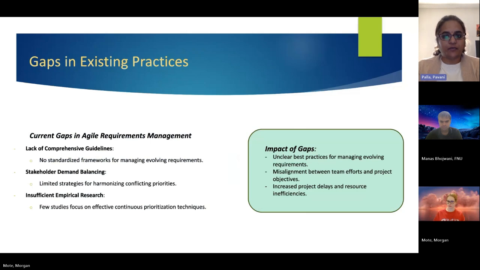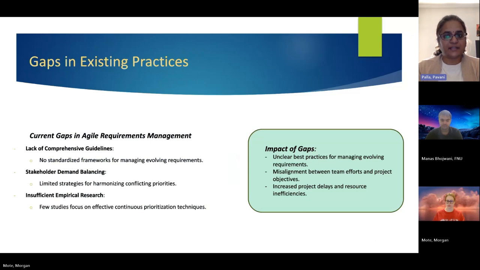The first gap is the lack of comprehensive guidelines for managing evolving requirements. Agile thrives on adaptability and iteration, but this flexibility often comes without a standardized framework that teams can consistently rely on. So each agile team may interpret principles like backlog grooming and prioritization differently, leading to inconsistencies in how requirements are managed. This lack of standardization not only creates inefficiencies but also makes it difficult for teams, especially in large scale projects, to align their processes with broader organizational goals.